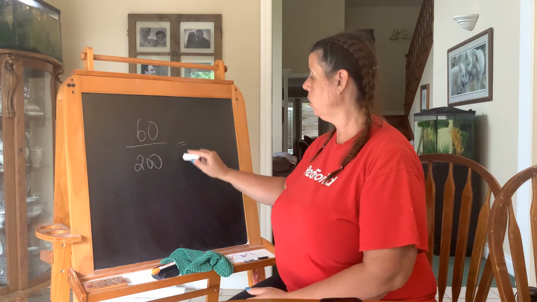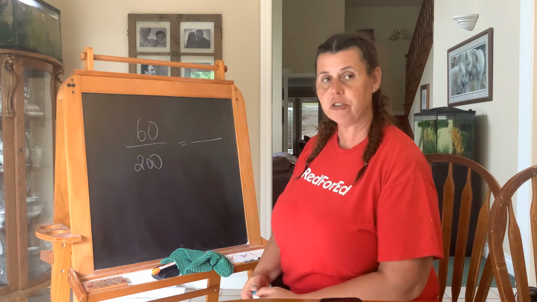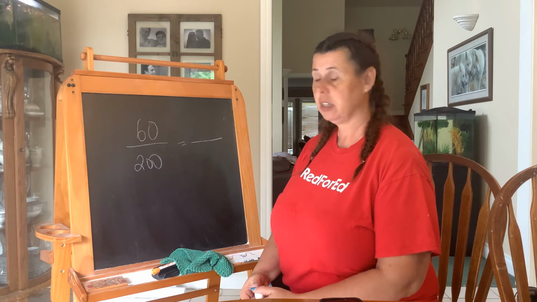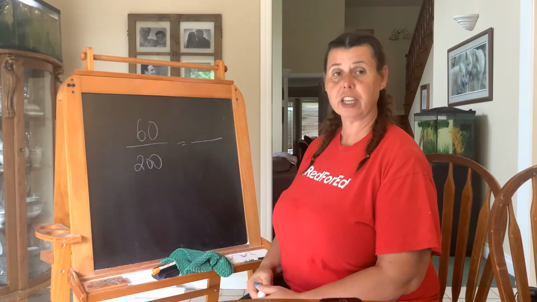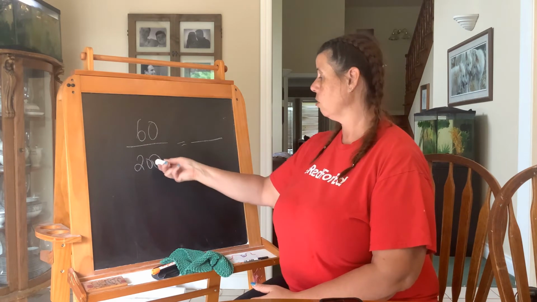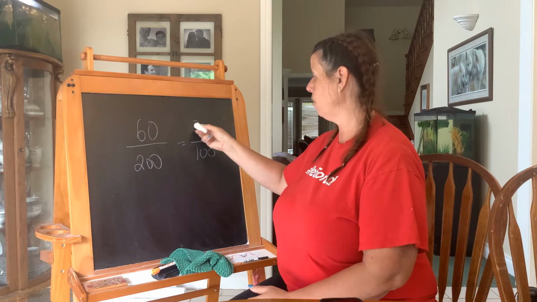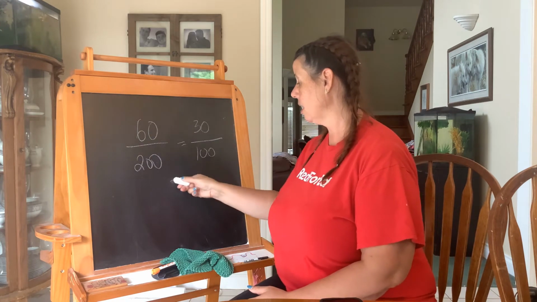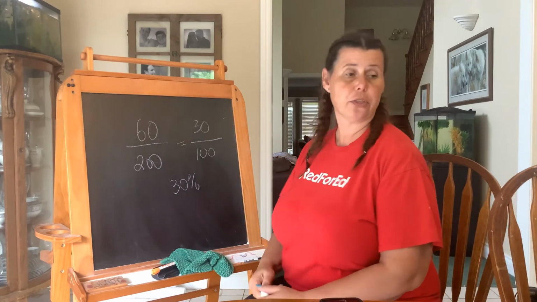So we need to get to a percent, right? So I know we've never done this before, but could you change 200 to 100? Yeah, you could. If I cut this in half and I cut this in half, I could get it to a percent, right? So 200 cut in half would give me 100, and 60 cut in half would give me 30. So that means that the $60 is 30%. So he has raised 30%.